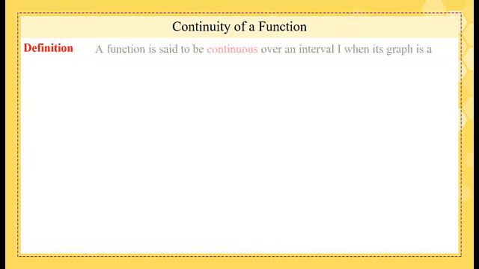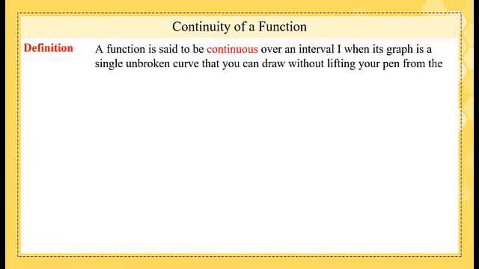Continuity of a function. The definition of the word continuous: a function is said to be continuous over an interval I when its graph is a single unbroken curve that you can draw without lifting your pen from the paper. Example.